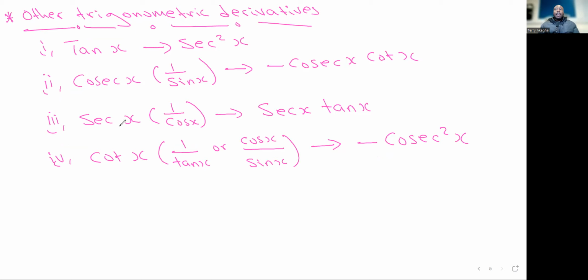When you differentiate sec x, which is the same thing as 1 over cos x, it's going to give you sec x tan x. And cot x is the same thing as 1 over tan x, or you can say cos x over sine x. And when you differentiate it, it's going to give you cosec squared x.